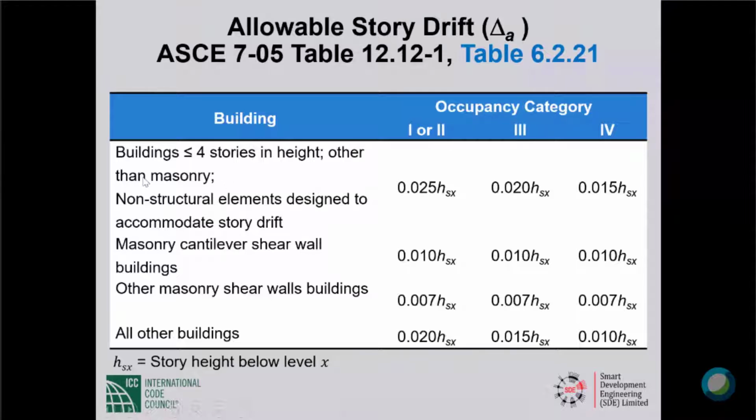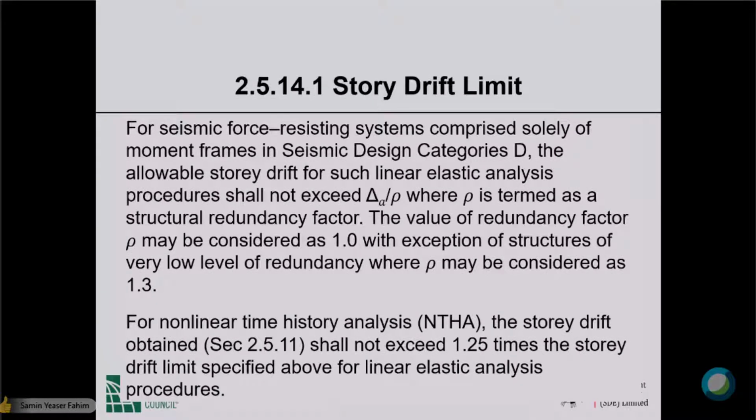The top row says buildings less than or equal to 4 stories in height other than masonry, where the non-structural components are designed to accommodate story drift. Okay? Here you get 2.5% of story height. I know a lot of engineers will use that drift limit, claiming that their building has non-structural elements designed to accommodate story drift because they comply with Chapter 13 of ASCE 7, which is the chapter on non-structural components. Anyway, it is my advice that you stick to 2% of story height for standard occupancy buildings, going down to 1% of story height for hospitals.